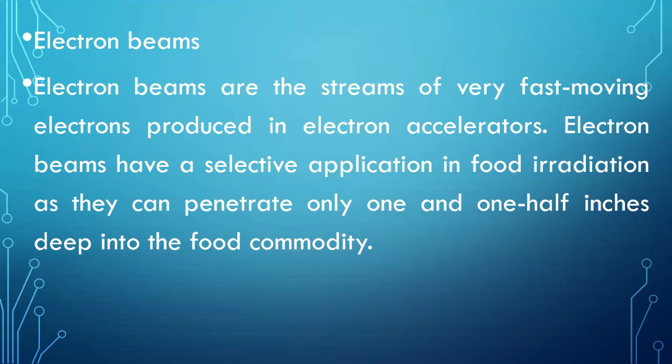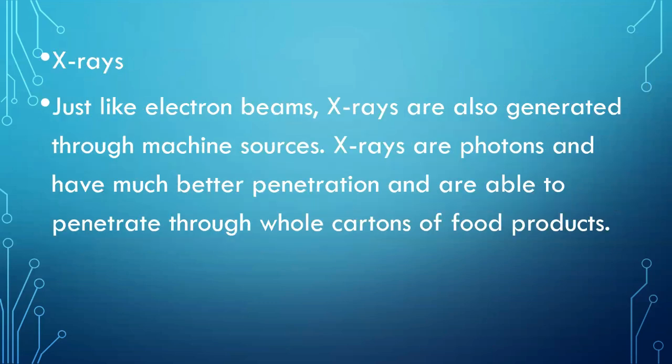So only certain food commodities are preserved through the passage of electron beams. Not all foods can be passed through electron beams. Only certain food can be used for electron beam treatment. Next, coming to X-rays. X-rays, just like electron beams.